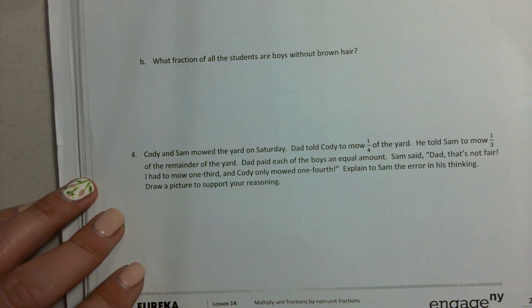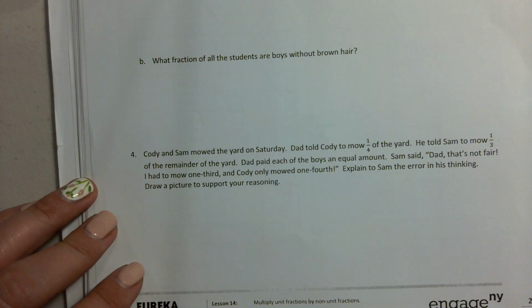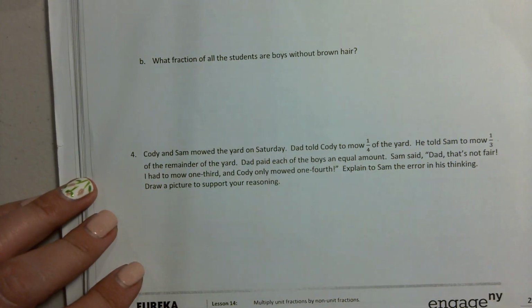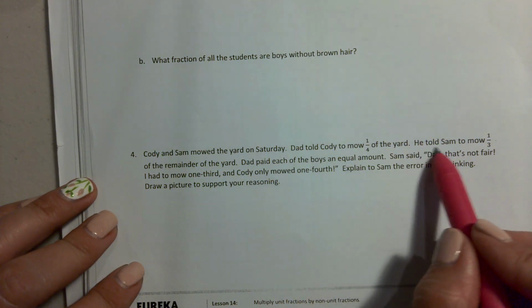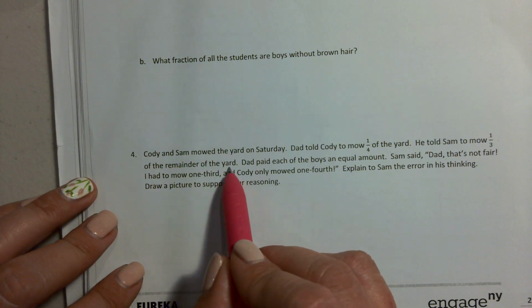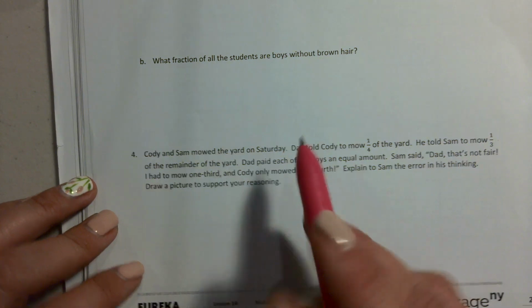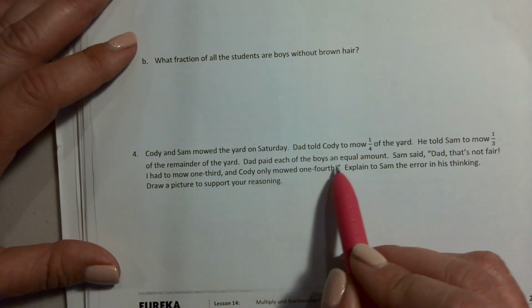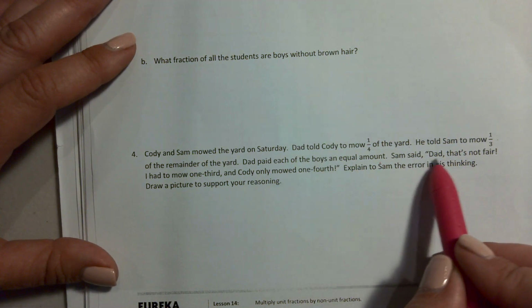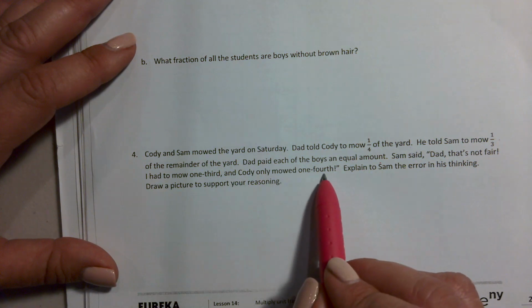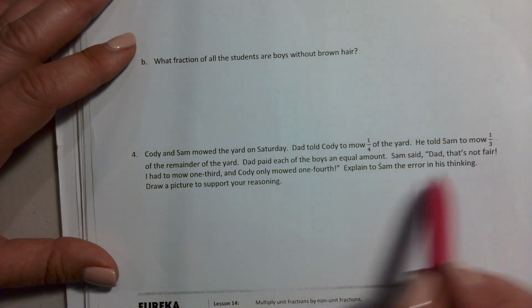Now, problem 4, we're going to go back to the tape diagram. Cody and Sam mowed the yard on Saturday. Dad told Cody to mow 1/4 of the yard. He told Sam to mow 1/3 of the remainder of the yard. So 1/3 of what's left. So 1/3 of what? 3/4, right? Dad paid each of the boys an equal amount. Sam said, Dad, that's not fair. I had to mow 1/3 and Cody only mowed 1/4. Explain to Sam the error in his thinking.